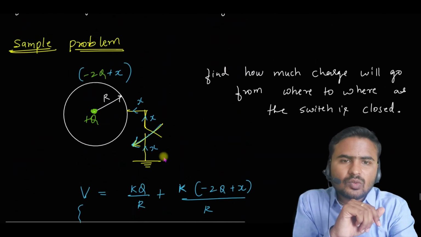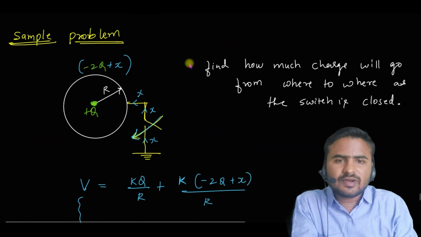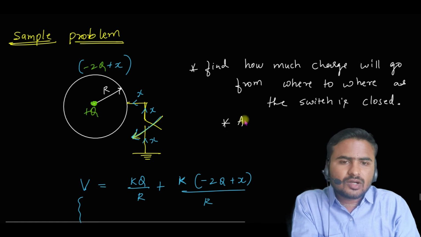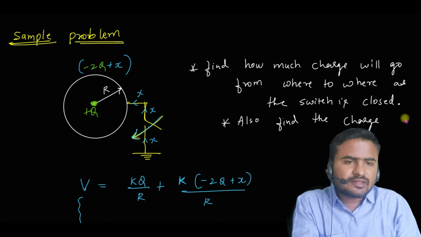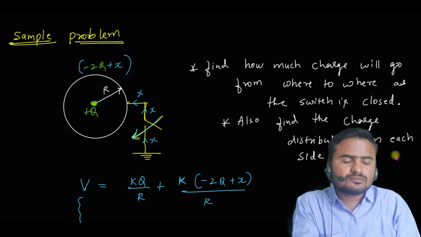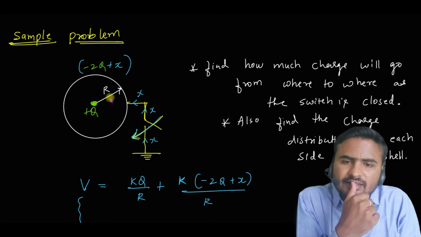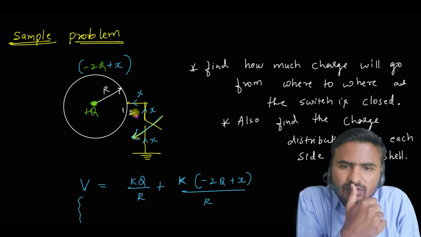Now I can also add one more question in this. Also find the charge distribution on each surface of the shell. Now this shell has how many surfaces? The inner surface and the outer surface.